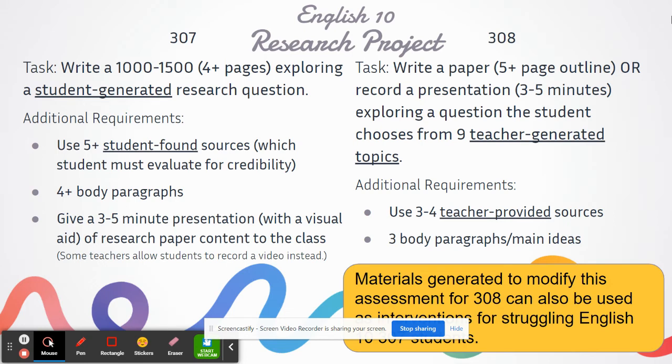So you can see that the 308 task is mostly the same. They have to do almost everything that the other English 10 students have to do. They just have a lot more guidance in doing it, and there are some controls that have been put in place to make sure that they're not experiencing the sorts of problems that often will frustrate students to the point where they'd give up on this.